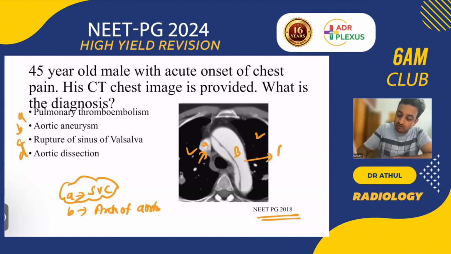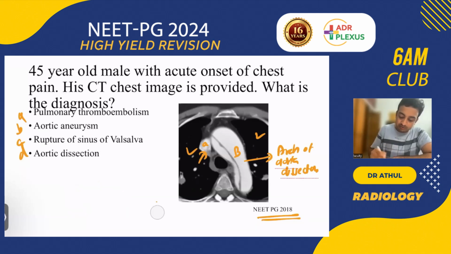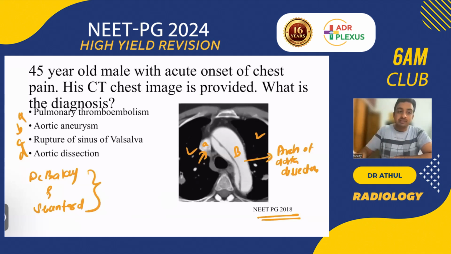So this is an arch of aorta dissection. My question comes: how will you classify this aneurysm according to DeBakey and according to Stanford? Is it Stanford A or Stanford B? Is it DeBakey A, B, or C? Yeah, excellent. This is Stanford A. DeBakey you cannot see with one image. It can be either DeBakey one or two.